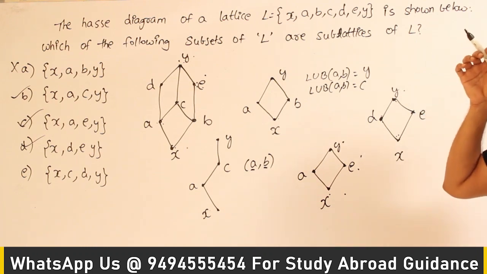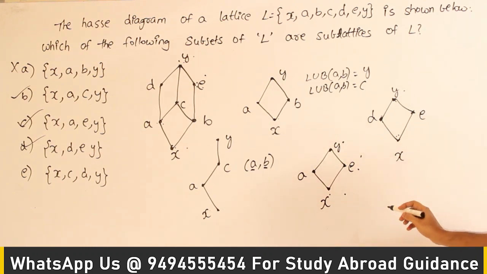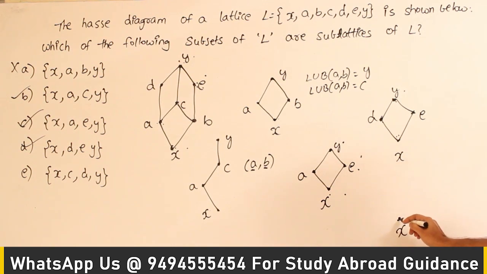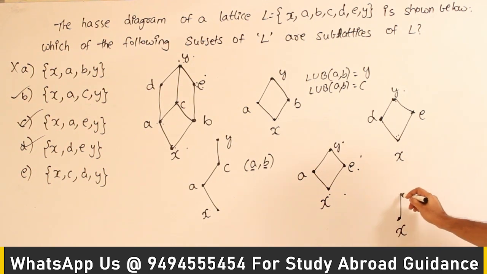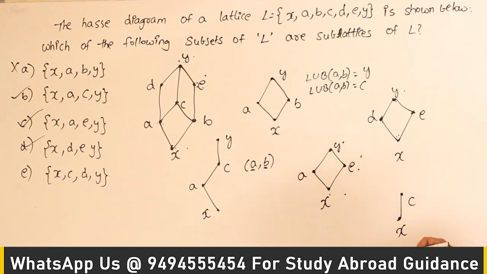And the next one is X, C, D, Y. So X is here, X is related to C, and then D. X is related to D, and then Y, right?